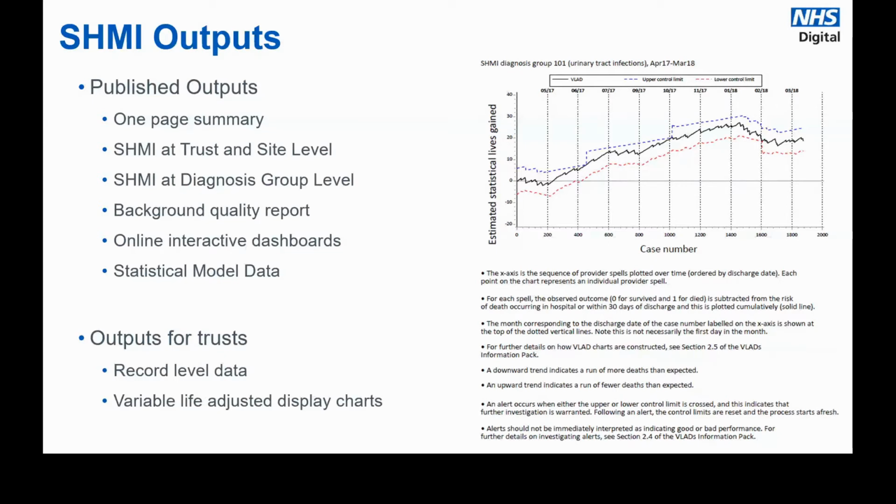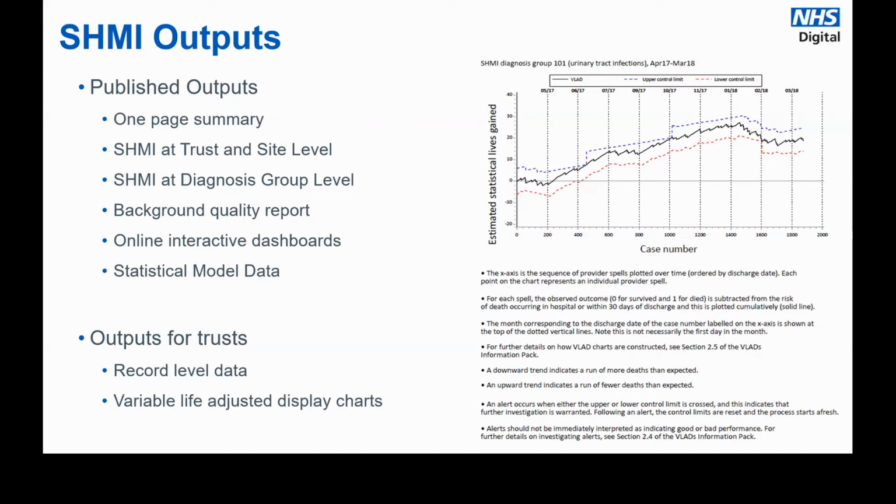So that's a VLAD chart on the right hand side, and I won't make you read all the text below, but basically it says on the x-axis we have all the spells and they're ordered by the discharge date. So for every spell we allocate that particular spell a 0 if they survived and a 1 if they died. And associated with that, every spell, as we've just discussed, has a probability of death. So we take this probability and then we subtract from it 0 if they survived, and we subtract 1 if they died. And we plot this value cumulatively on this particular chart.